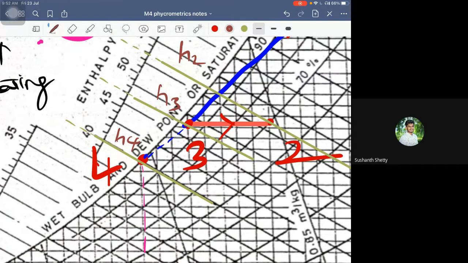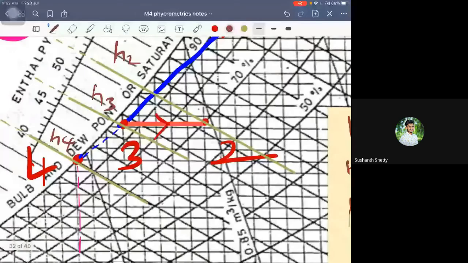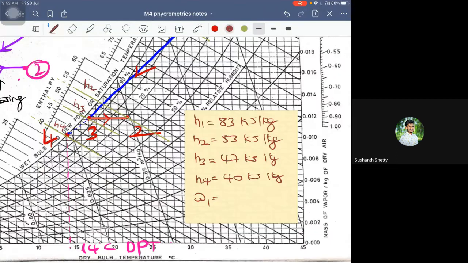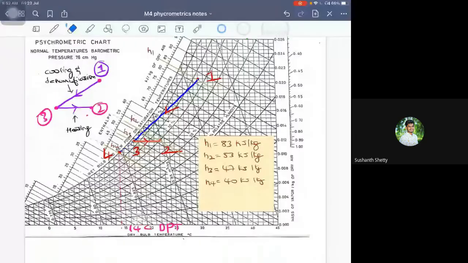40 kilojoules per kg. Is it clear? So how to extract H1, H2, H3 and H4 values, is it clear?